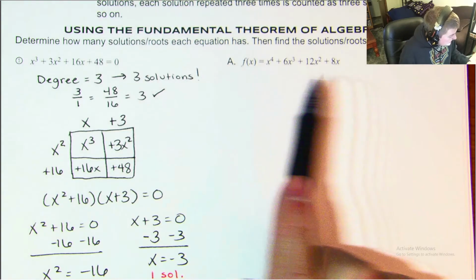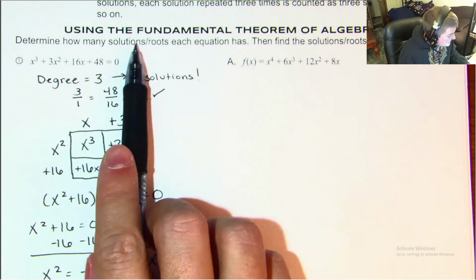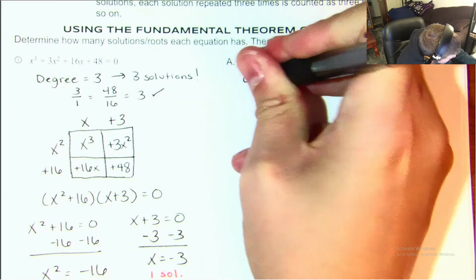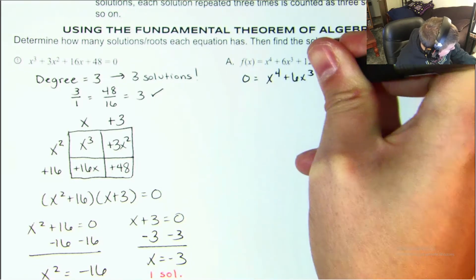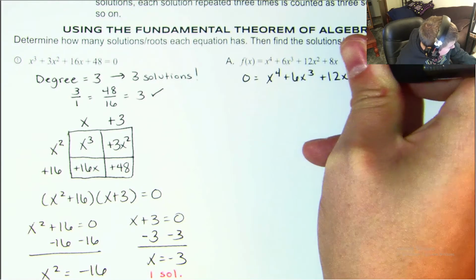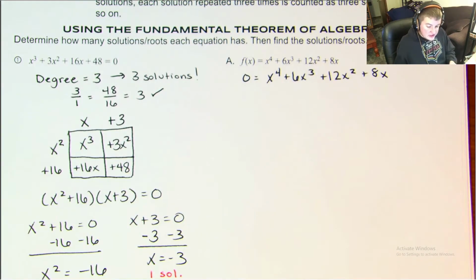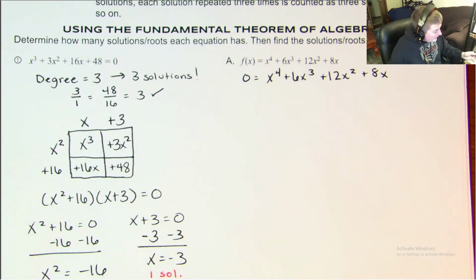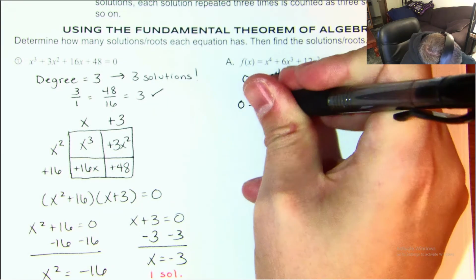Okay, so this is not set equal to 0, but if I'm going to find solutions or roots, that means I need to have this set equal to 0. Plus 12x squared plus 8x. Okay. Now to solve these problems, I have to follow my flowchart, and that's calling for taking out the greatest common factor. So I'm going to go ahead and take out the greatest common factor. It looks like they each have an x in common.